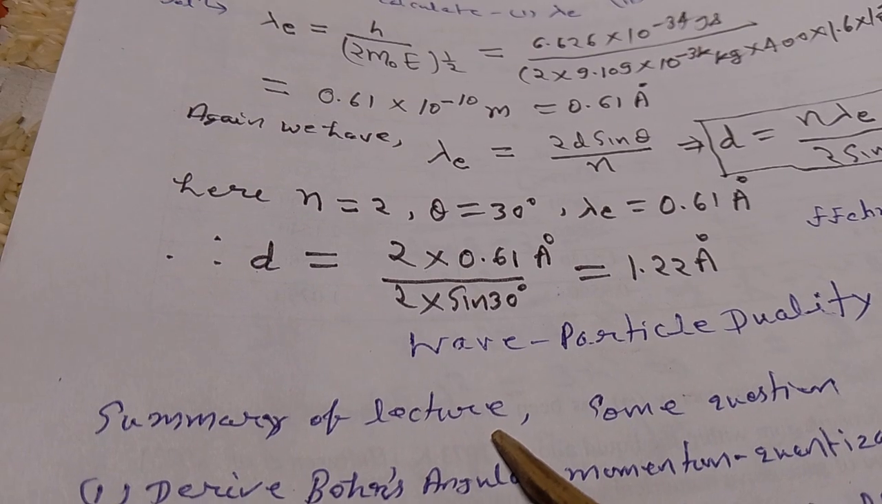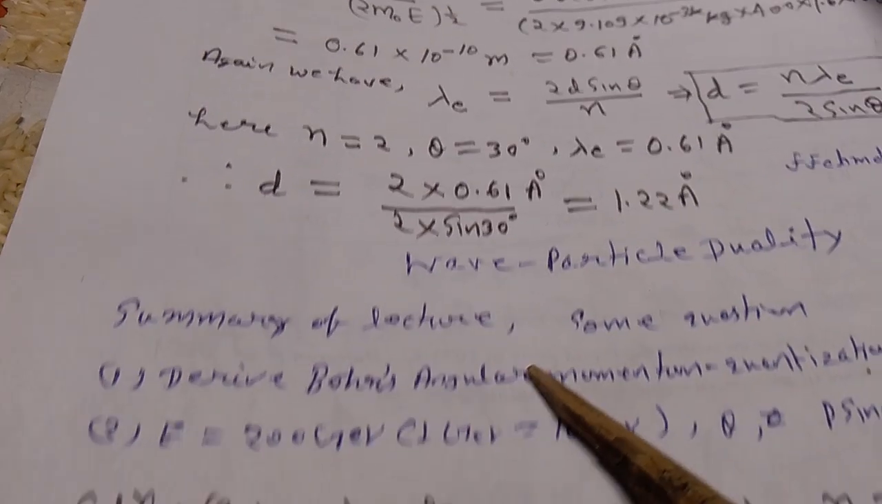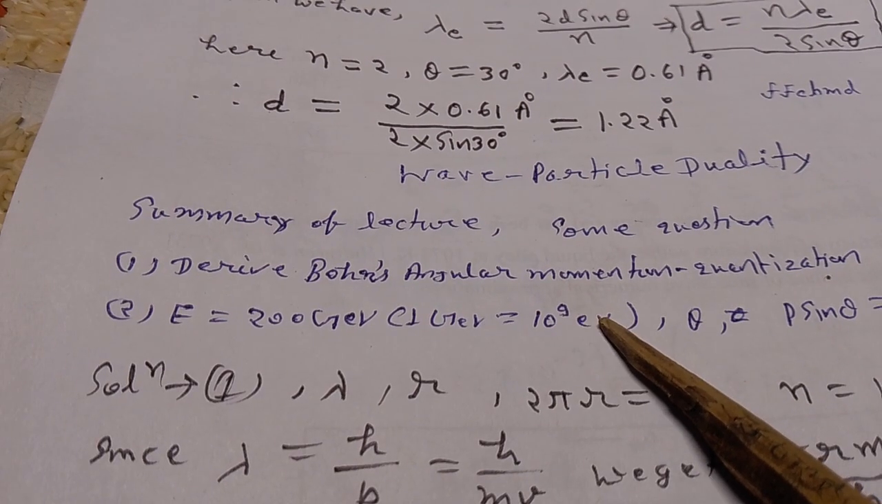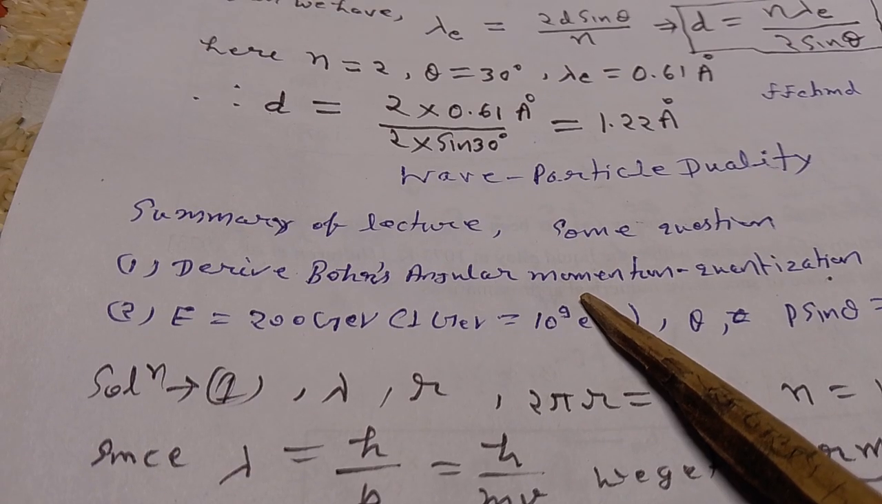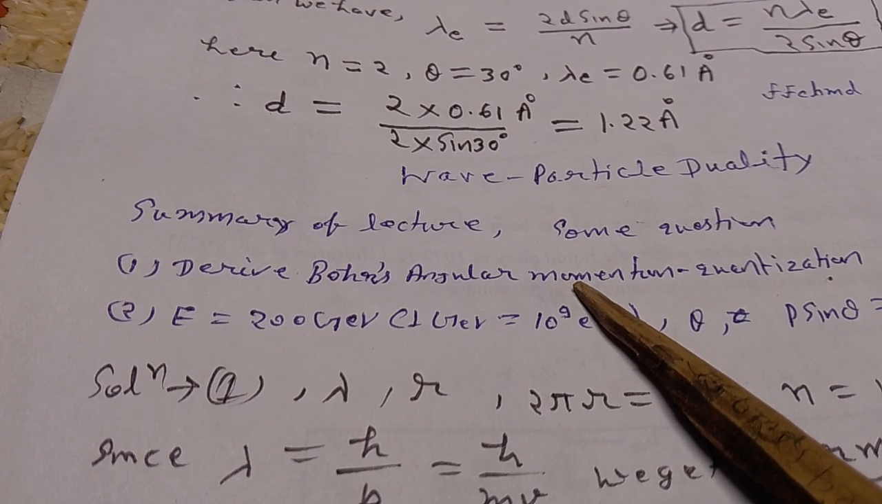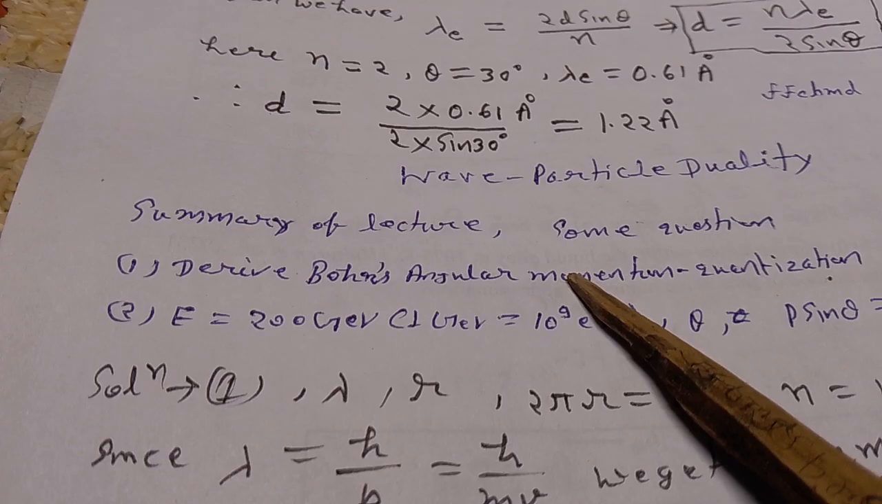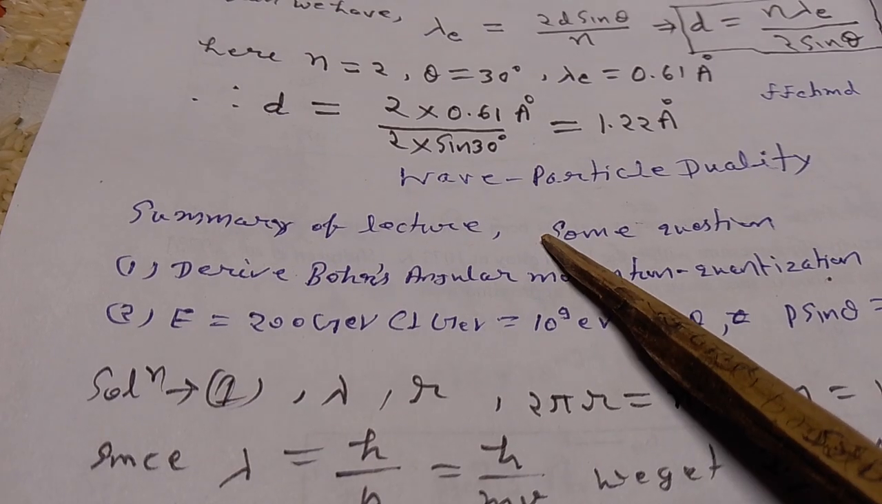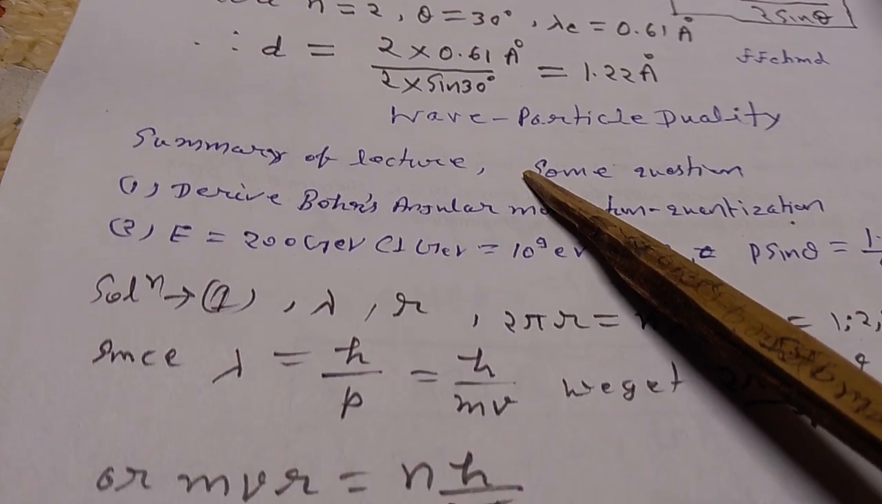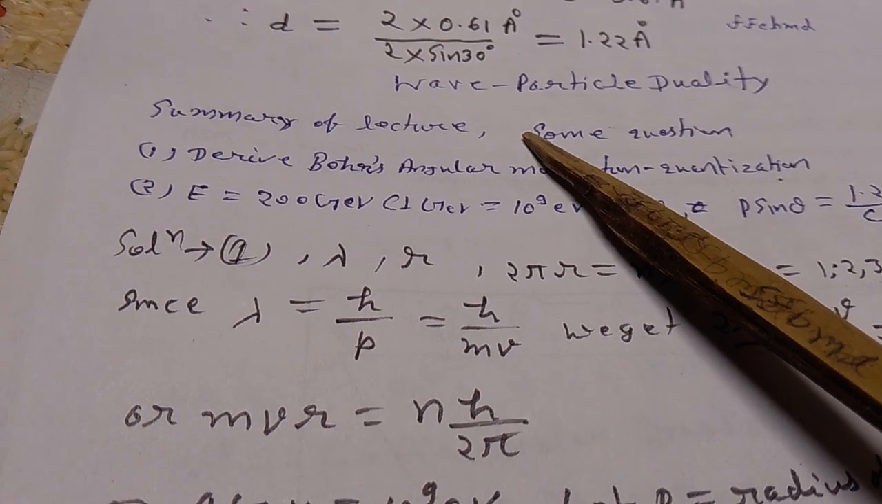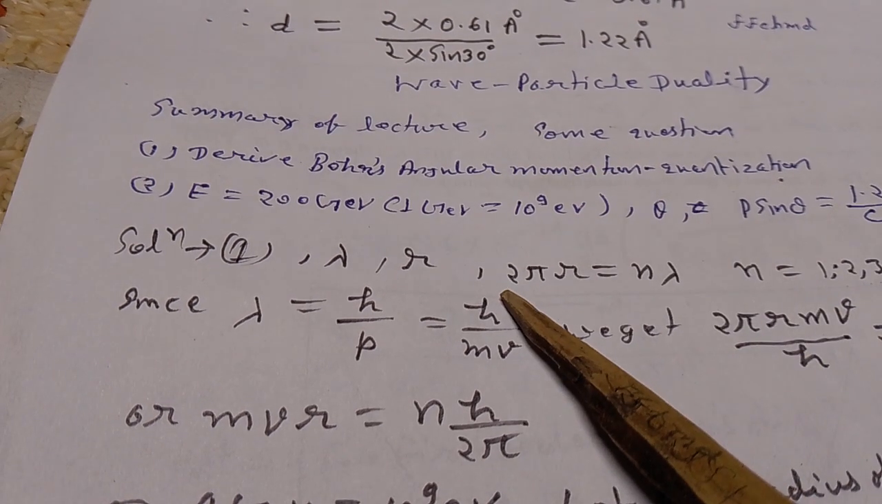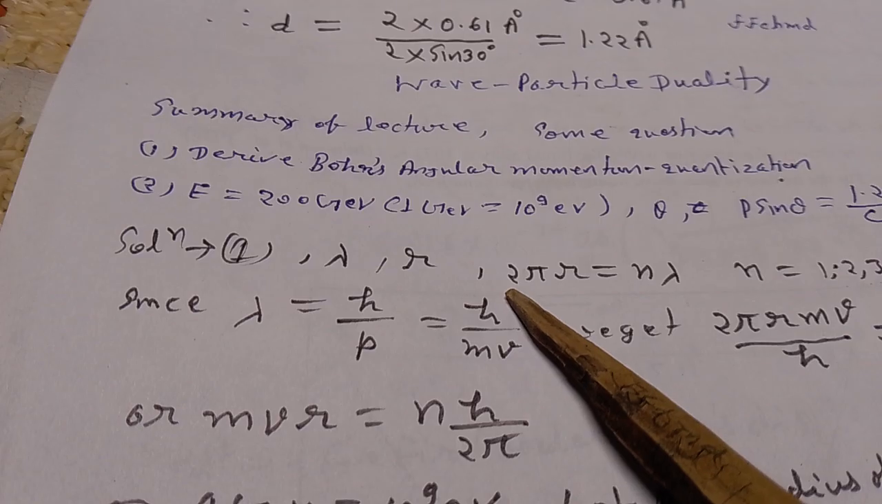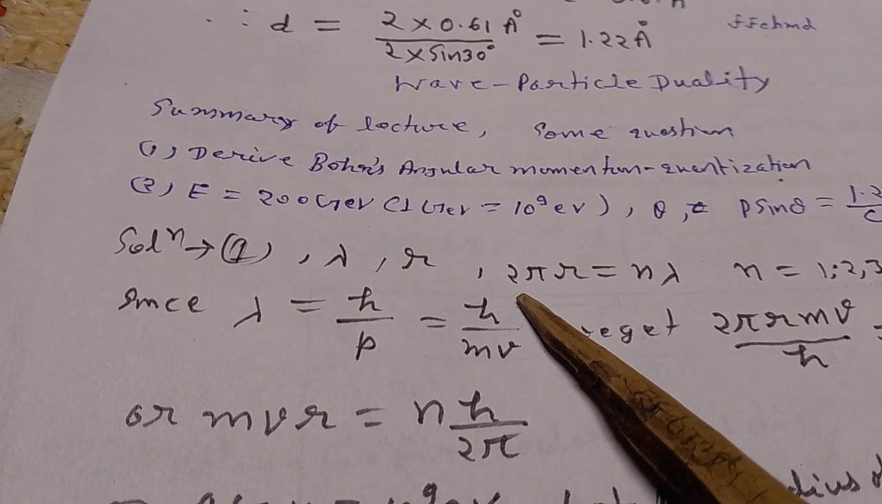Now let's see some questions based on the above lecture. First, derive Bohr's angular momentum quantization condition for the Bohr atom from de Broglie's relation. So let's derive this.